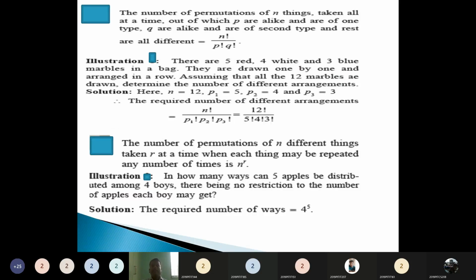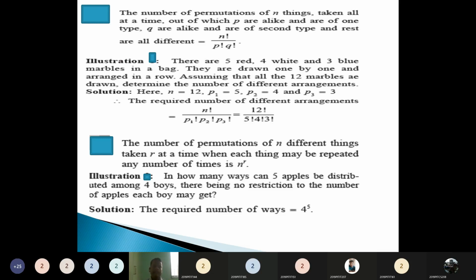The number of permutations of n things taken all at a time, out of which p are alike and of one type and q are alike and of a second type, the rest all different. So in the collection of objects, some of the objects will be the same. The example is given, so you can see that. The formula is n factorial divided by p factorial into q factorial. So p certain elements are alike, the same group, same type. Q certain elements are of the same group or same type. In that we are picking all the elements. The permutation is given by n factorial divided by p factorial into q factorial.